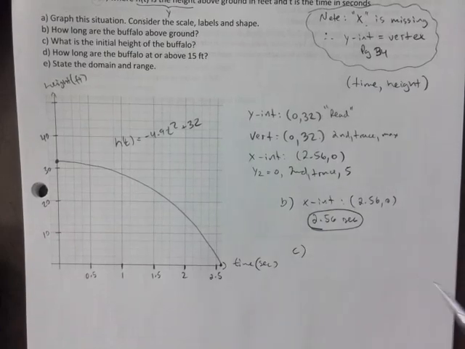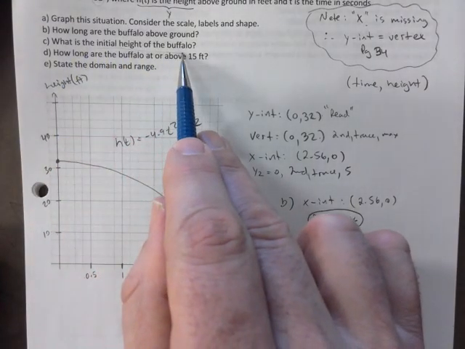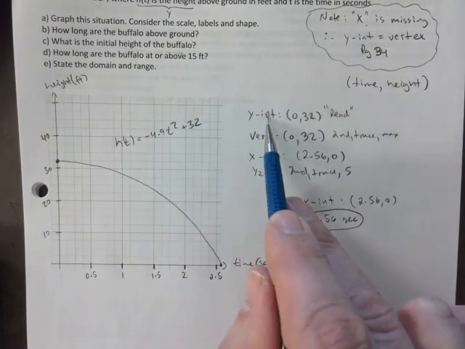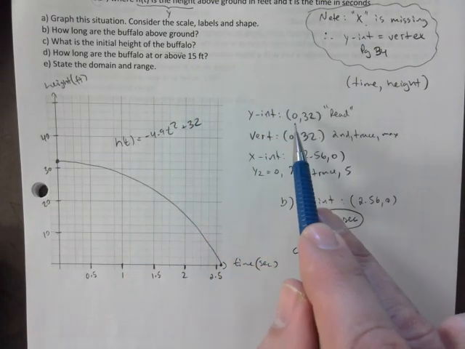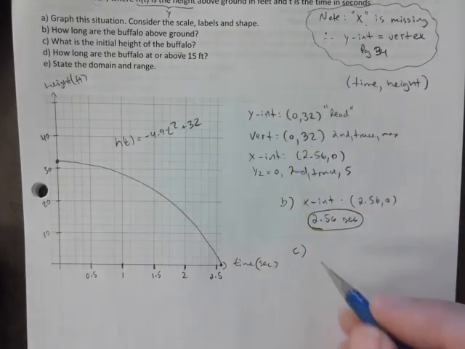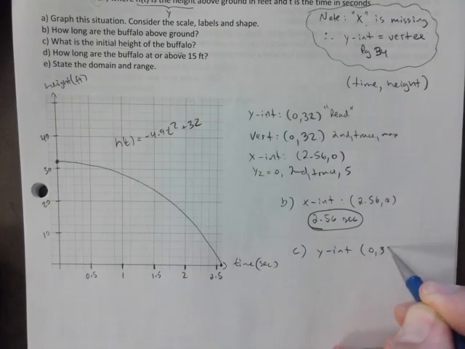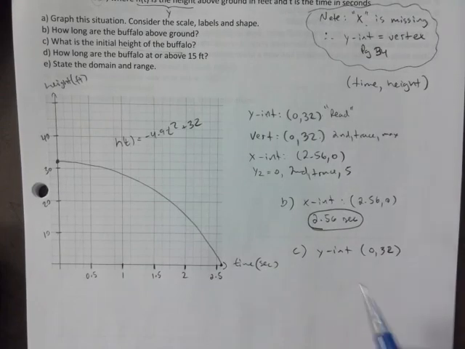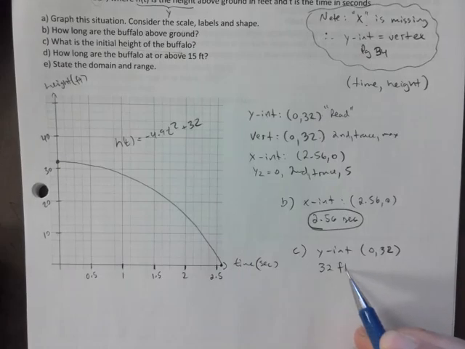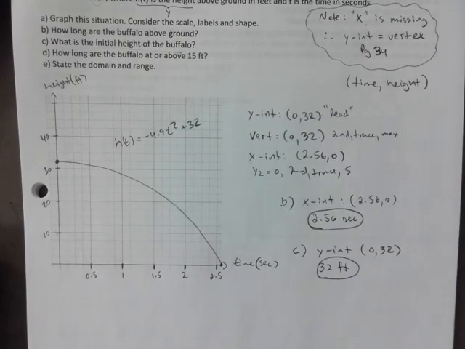C, what is the initial height of the buffalo? What is that? That would be the y-intercept, correct? The initial height happens at time 0. So it's the y-intercept, 32, but you need to actually state 32 feet. Okay. 32 feet above ground.